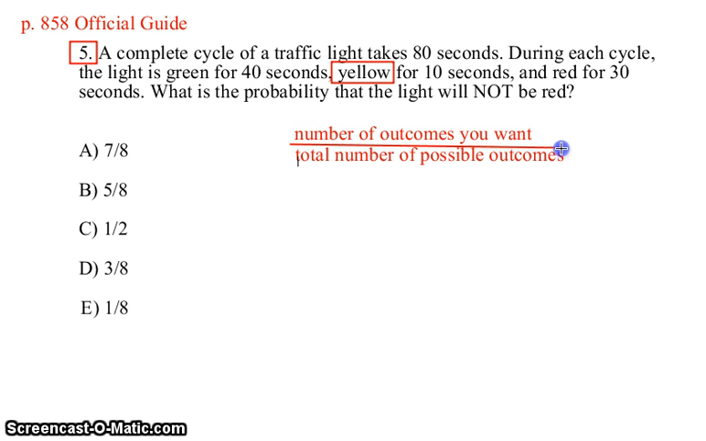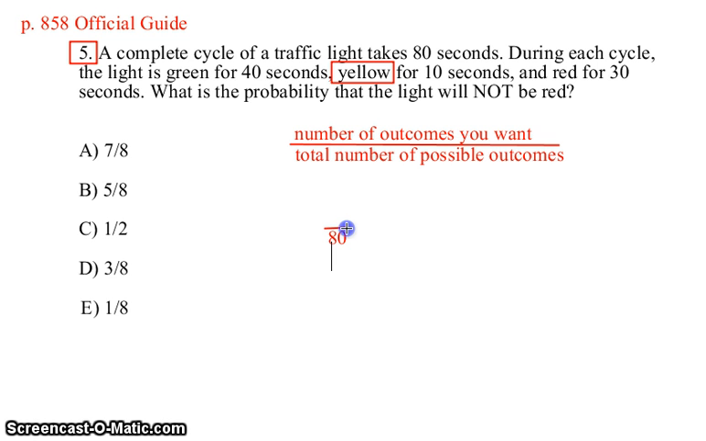If you always think about probability as a fraction, then you can set yourself up to say, well, let me find one part of the fraction, then let me find the other part of the fraction, and then you'll be done. Usually the bottom is easier. In this case, everything adds up to 80 if we take the yellow and the green and the red. So 80 goes on the bottom.